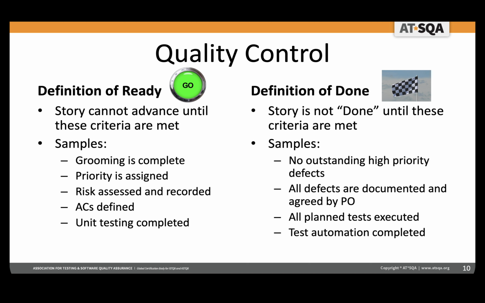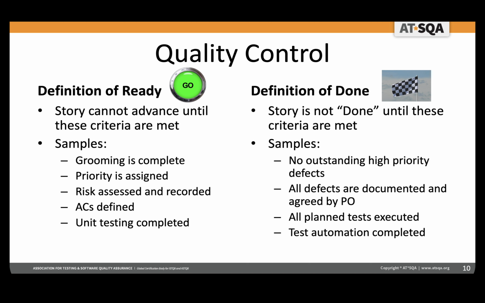Now, on the other end of it is the definition of done. And this indicates that the story has completed whatever the criteria are, and we are able as a team to collect the story points for it. We get the credit for having completed it. Now, samples of this, there's no outstanding high priority defects. All the defects are documented and agreed by maybe the product owner. The planned tests have been executed. Test automation for this story has been completed. That's a big one there because it's really hard to keep up with the automation as you're doing development.